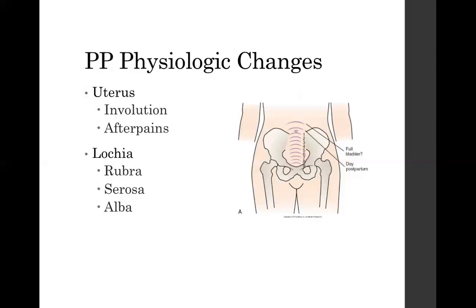Subinvolution occurs when the uterus fails to return to the pre-pregnancy state. This can be caused by retained placenta, retained membrane, infections, a full bladder.